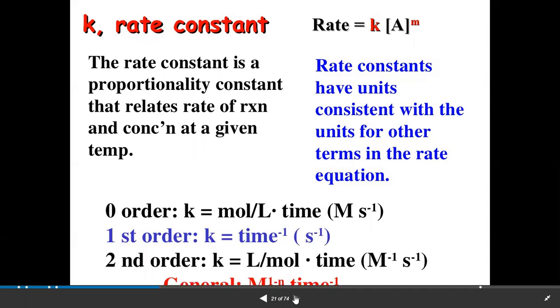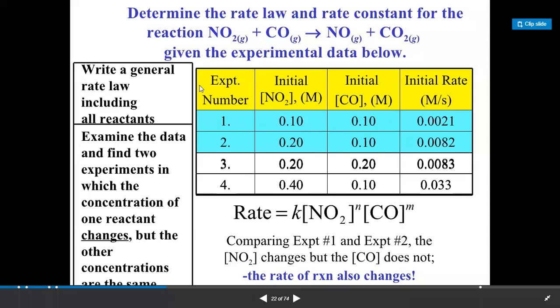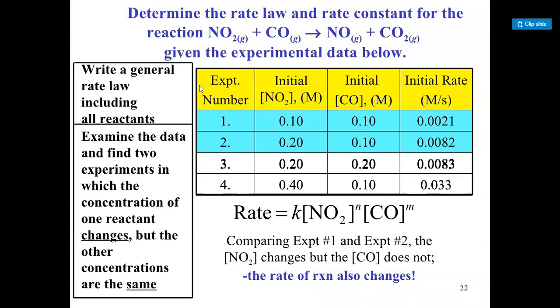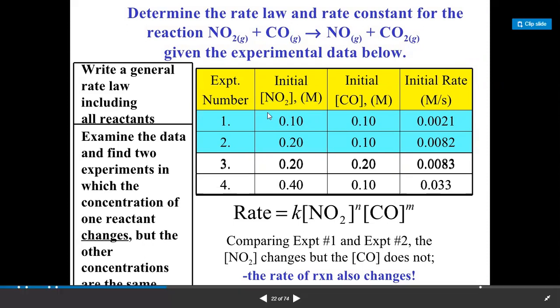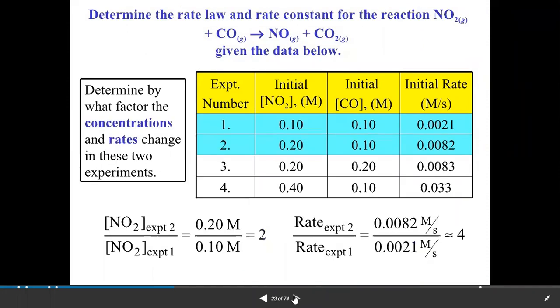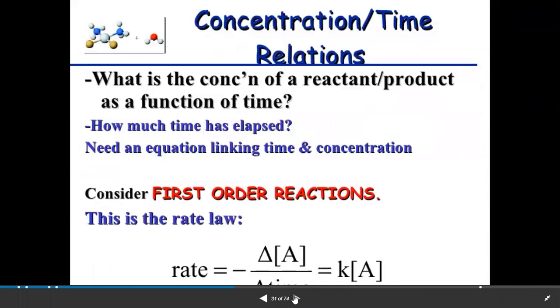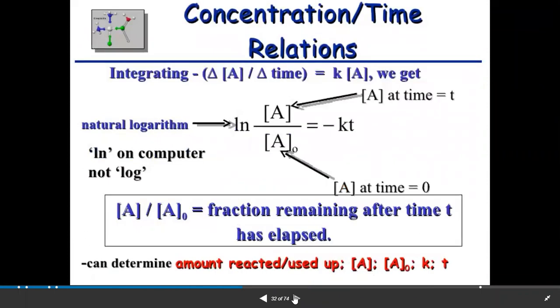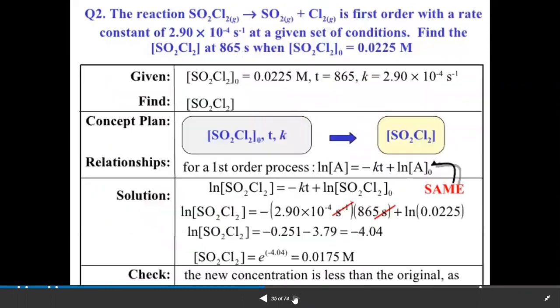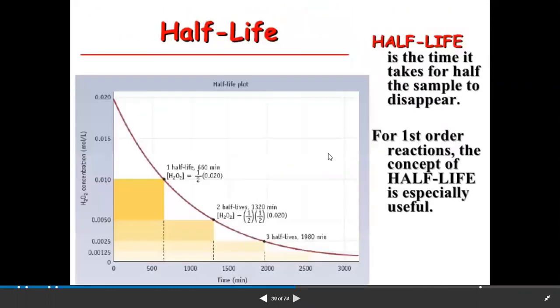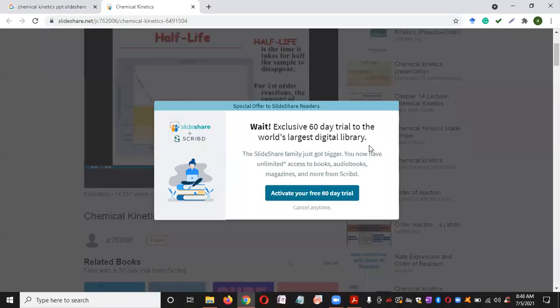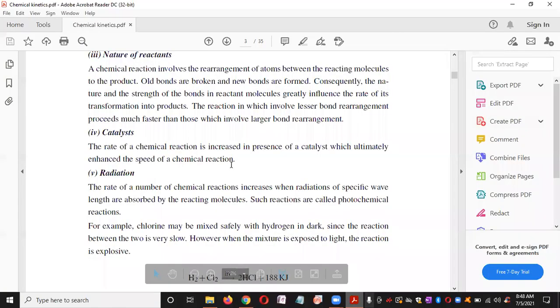Okay, no problem. Next, determination of the rate law and rate constant for the given reaction. So the rate law and rate constant, we will discuss later. Also the rate determination and order determination methods, all those things, we will discuss later. Before going to that, we do one thing: we move on to our next topic.